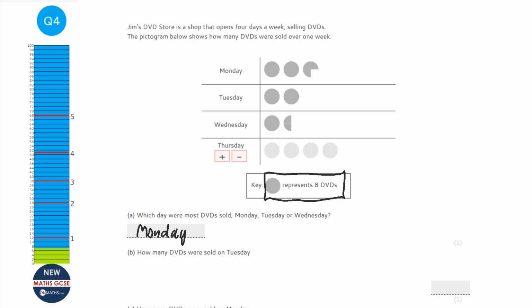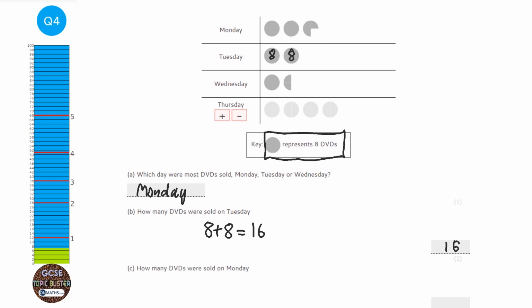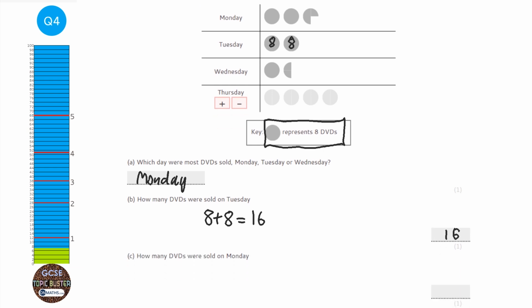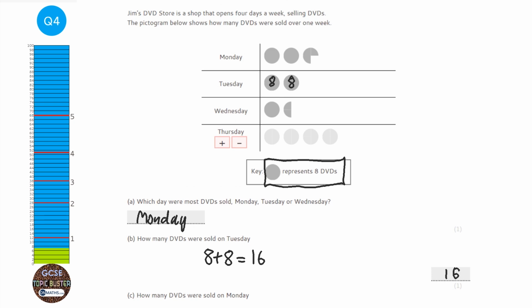Now, how many DVDs were sold on Tuesday? Well, if each circle represents 8, there's 8 there and there's 8 there. So we just need to add the 8s together, which makes 16. So 16 DVDs were sold on Tuesday. It says how many DVDs were sold on Monday? Well, you've got the 8 there and you've got the 8 there.